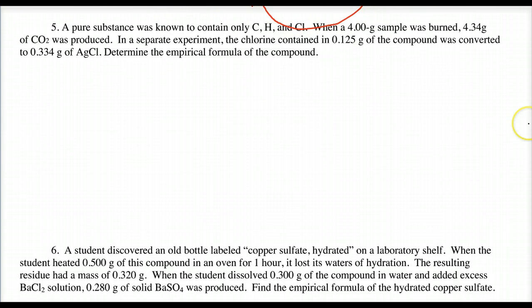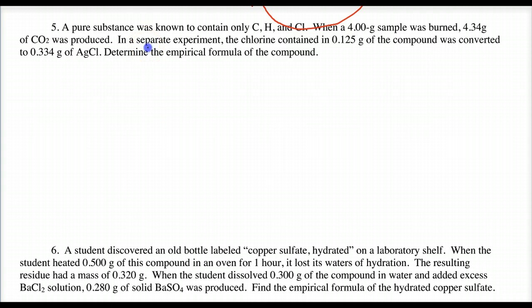We'll just continue on to the problem. A pure substance is known to have carbon, hydrogen, and chlorine, and now we have a 4-gram sample that was burned. That's combustion analysis, and we have some CO2 produced. We know the percent by mass of the CO2 produced. That carbon came originally from the sample. So we're going to do what we did previously by looking at the CO2 percentage.